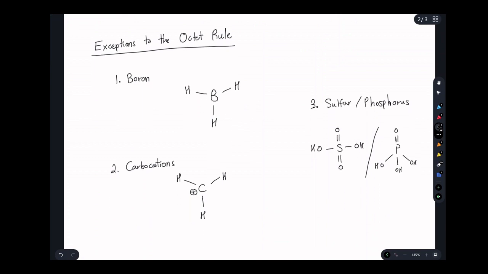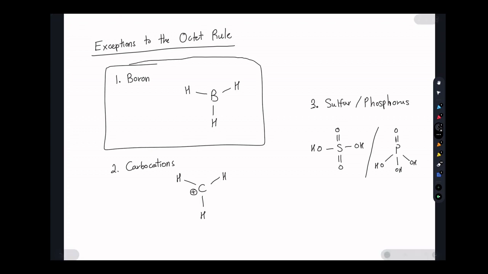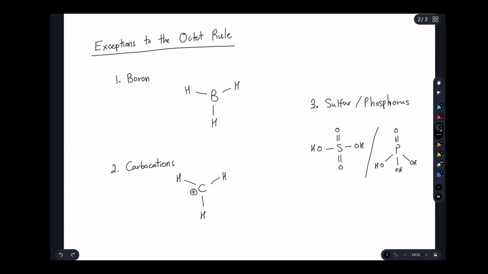So 3 exceptions I want you to know about. The first is boron. This won't be too common in OChem 1 material, but it's good to be aware of it. Typically, I see this tested mostly with just the octet rule, not really brought up afterwards. Boron actually wants 3 valence electrons, which we can discuss later when we talk about formal charge. But this means that boron actually only wants 6 electrons. So it's stable with 6 electrons around it, meaning that this is an octet violation. It's underfilled. However, it's an exception to the octet rule. This is what boron is stable with.